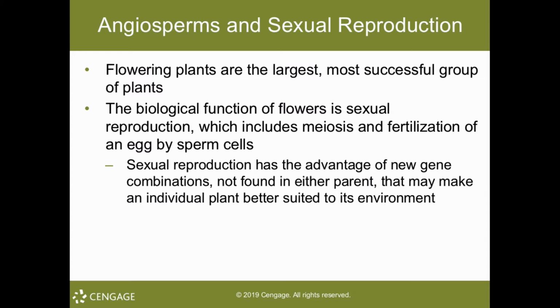Sexual reproduction in plants includes meiosis and the fusion of reproductive cells, egg and sperm cells, collectively called gametes. The union of gametes, called fertilization, occurs within the flower's ovary. Sexual reproduction offers the advantage of new gene combinations not found in either parent that may make an individual plant better suited to its environment. These new combinations result from the crossing over and independent assortment of chromosomes that occur during meiosis, before the production of egg and sperm cells.